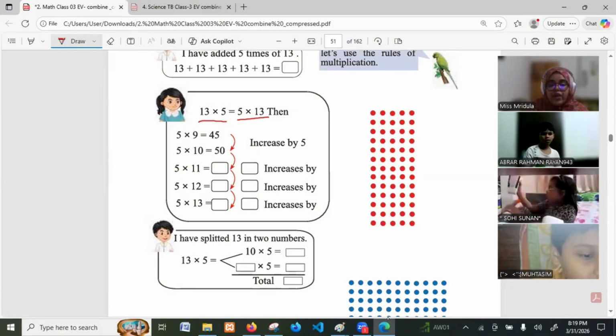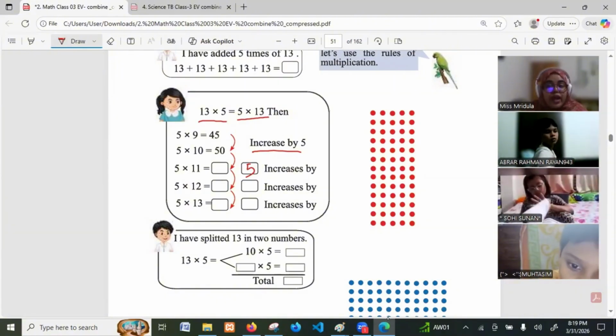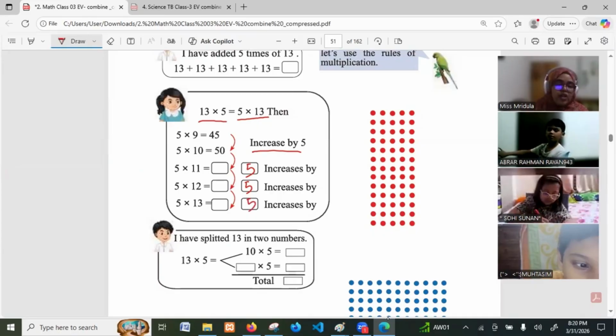If we go to the next one, 5 times 10, that means 1 five has been added, right? So it will be increased by 5. In this way, when we go from 10 to 11, 5 times 11, it will again be increased by 5, right? Then we go from 5 times 11 to 5 times 12. That means another 5 is being added. Every time 5 is being added because the number of 5s is increasing. So 5 11s are 55, 5 12s are 60, and 5 13s are 65.